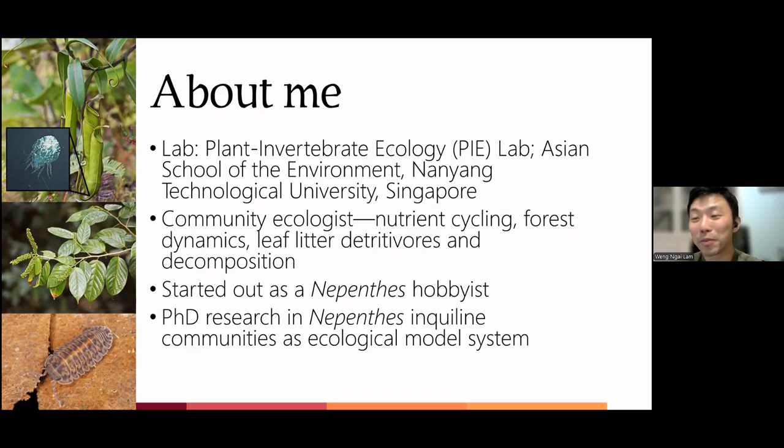Unfortunately, I kind of moved away from pitcher plants more recently because the topic's a bit too niche to survive in academia. But they are my first love, and a lot of the work I'm going to be sharing today is based on my PhD work on these pitcher plants, as well, of course, on the broader literature on inquilines and their kinds of roles in pitcher plant ecosystems.